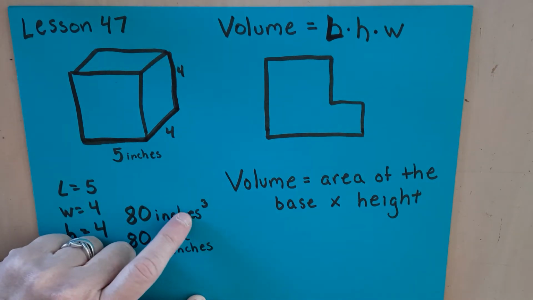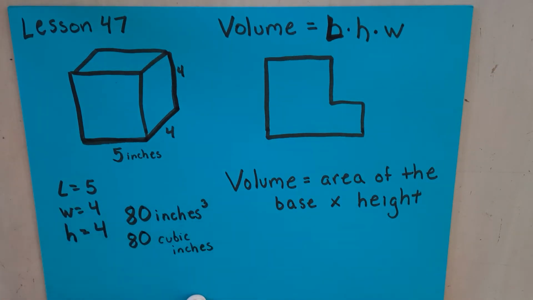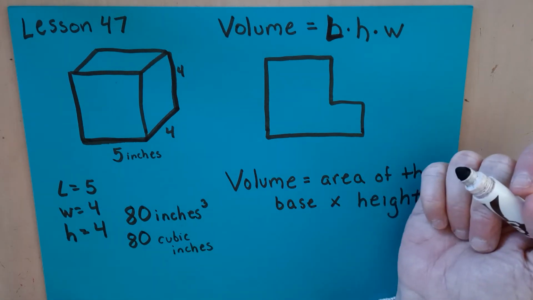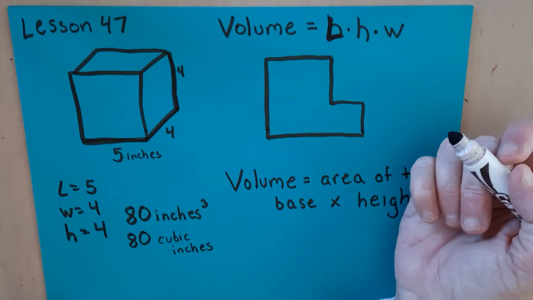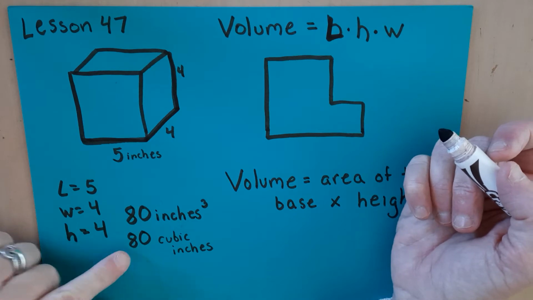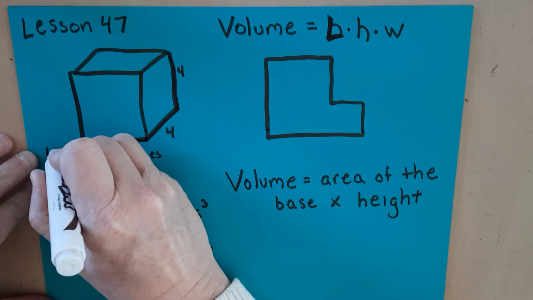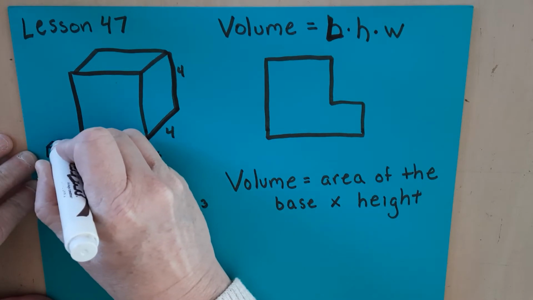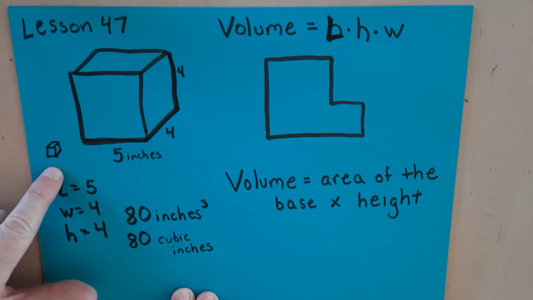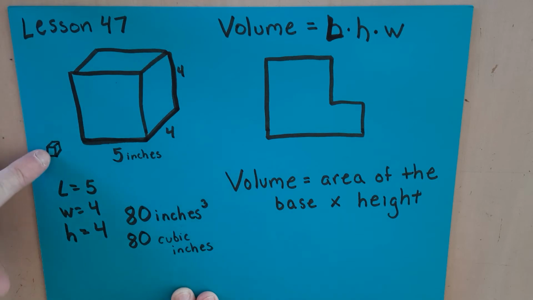So either way that you want to write that answer, that's fine. But make sure you do include the unit, the inches or feet or millimeters or whatever it is that they're measuring by. So all that means is that if we had a little cubic inch block that was 1 inch by 1 inch by 1 inch, that means that this larger one, you could fit 80 of them inside of there. So that's what the volume means.